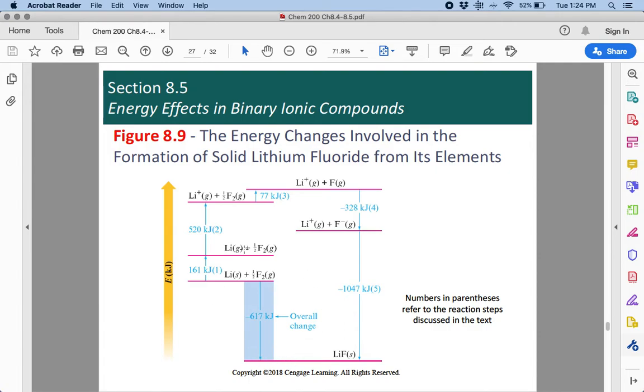This is why we have a negative, this is why energy is released when we go from the gaseous state, the starting state of these materials, to our solid state. We see an overall change. So this is why energy is released, why it's an exothermic process.